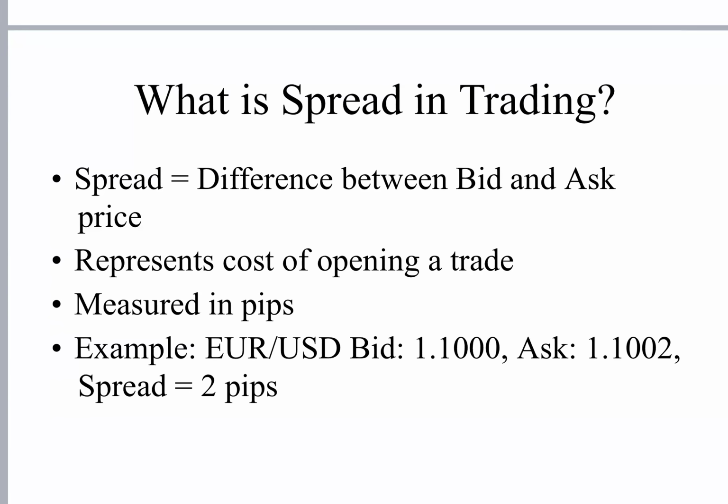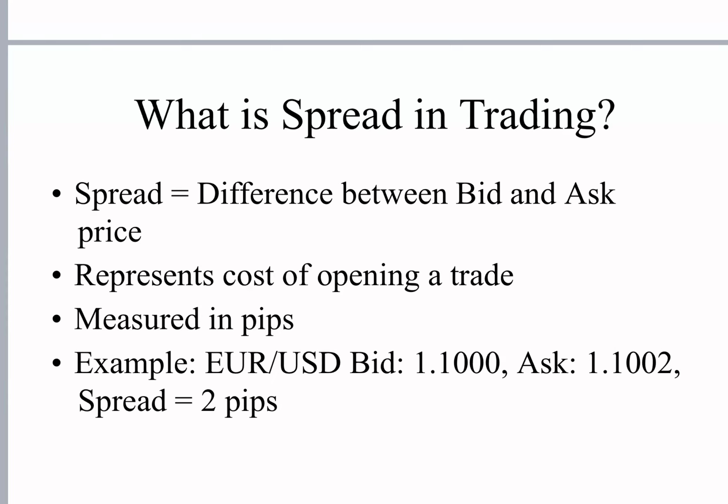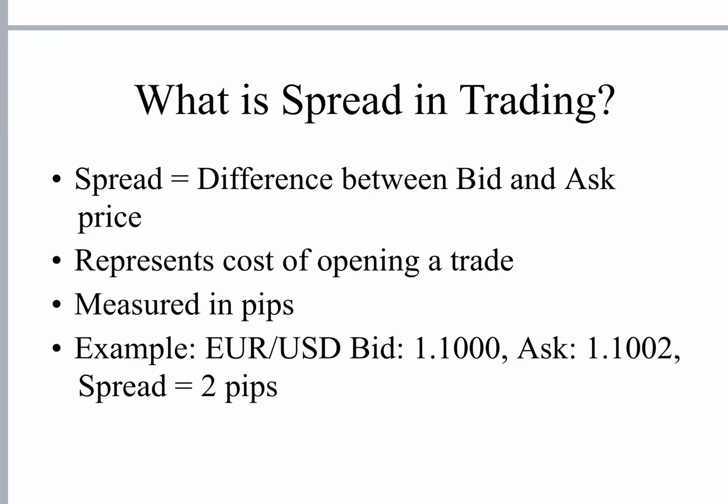It's the difference between the bid and ask price, and that is what your broker will do. That's what they lay on you as their charges. It represents the cost of opening a trade, and it is measured in pips.